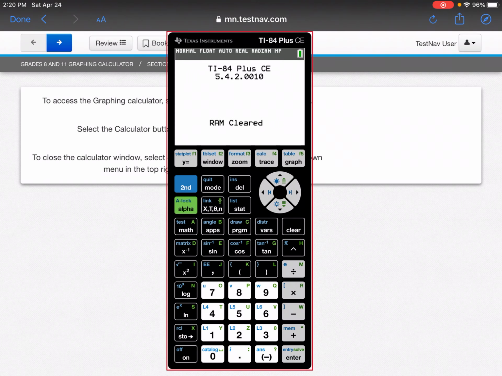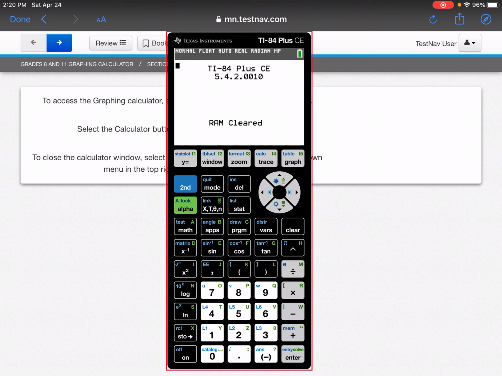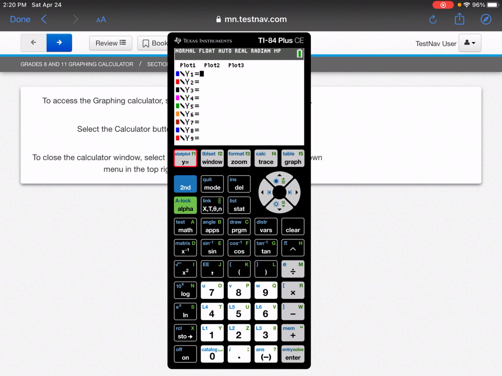Now, once you have it up, you're going to type in the equations. In order to do that, both the equations have to be in y equals form. You'll notice in the upper left, there's a y equals button. So we're just going to press that, and you can type in a bunch of equations. We will only need 2, but the first one is going to go under y1, and the second one will go in y2 here.